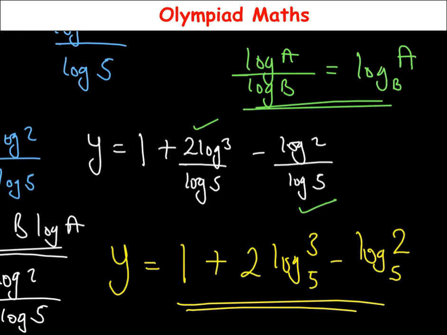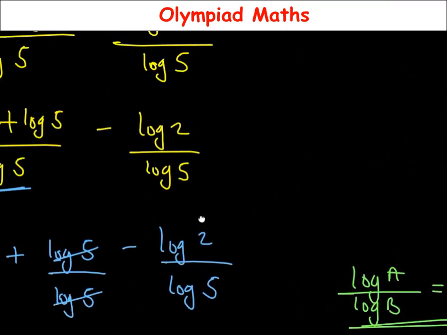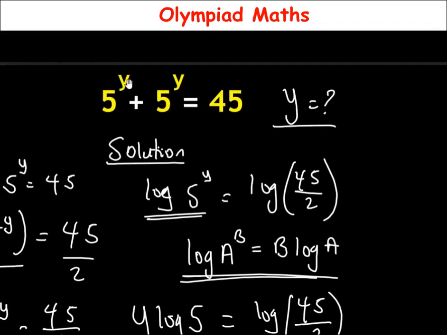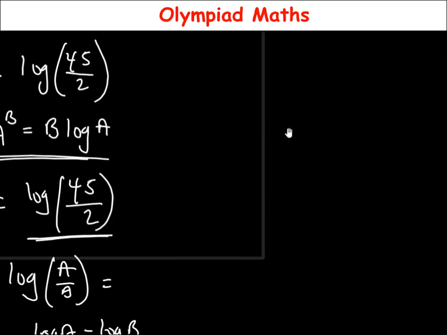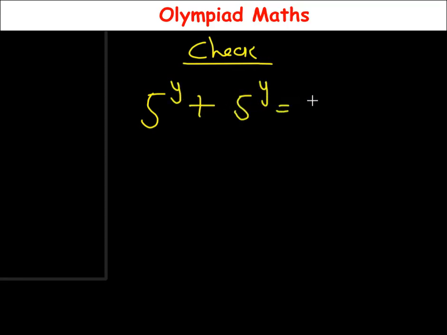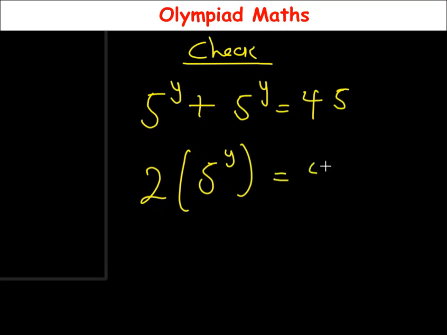Now let us confirm if the value of y that we got is the correct value that will satisfy the given equation. Don't forget that the equation given to us was 5 raised to power y plus 5 raised to power y is equal to 45. So let us check. 5 power of y plus 5 power of y is equal to 2 times 5 power of y, which is equal to 45.